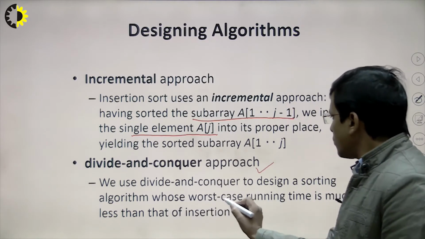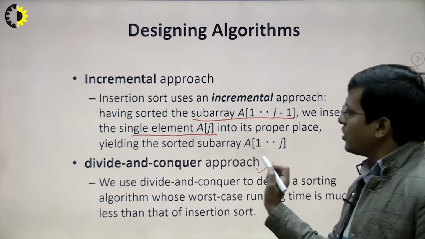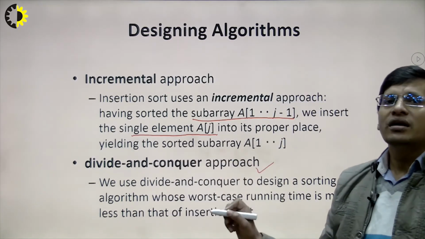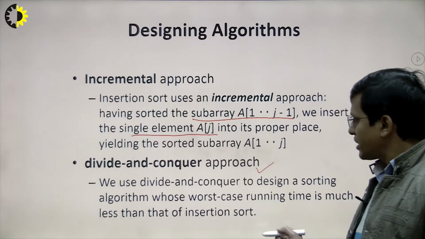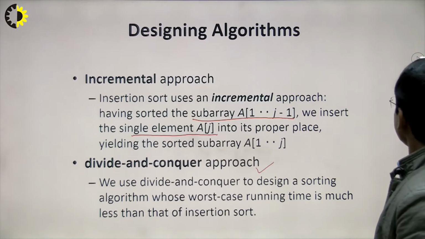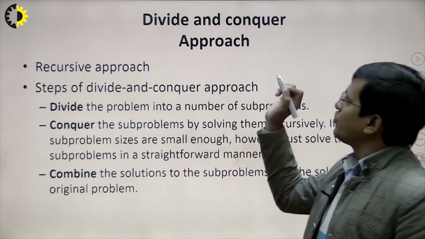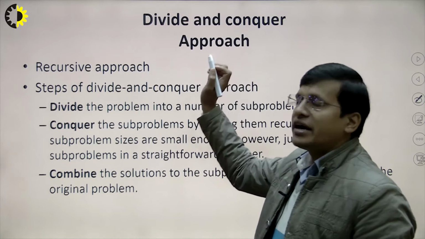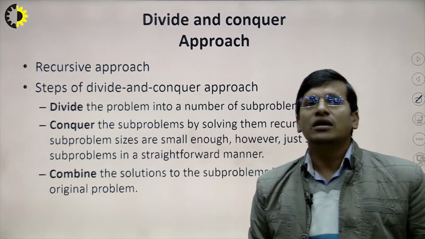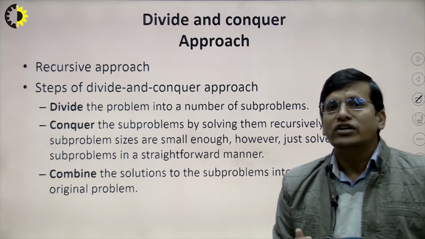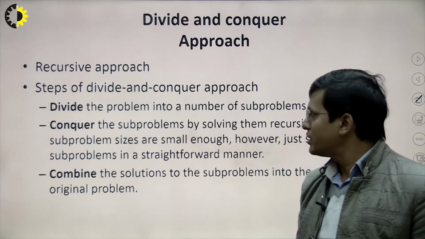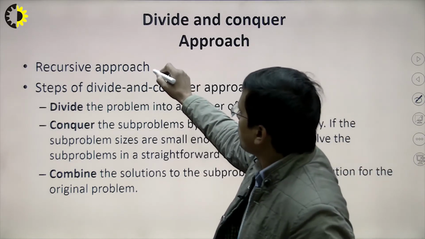The worst case running time, if we use the divide and conquer strategy, will be lesser than insertion sort, or lesser than the incremental approach, right? And what exactly are we doing in the divide and conquer approach? Let's see. First of all, the divide and conquer strategy is a recursive approach. This means we are calling the function within itself, either directly or indirectly, right? So this is the recursive approach.